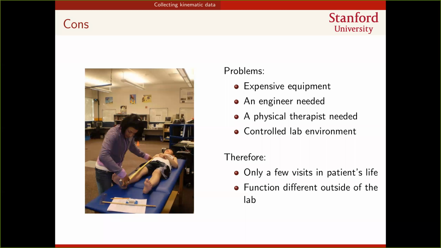Another problem is that you need an engineer. You need highly qualified personnel for writing the entire pipeline, for running it, for calibrating the machines, and then for validating the data and so on. So there must be a person surveying the entire system. You need a physical therapist for every visit, because they put those small balls on the lower limbs, as I was telling you, and they need to measure the child to fit the musculoskeletal model for the pipeline and so on, as you see on the photo here. So it's another qualified person you need to hire.